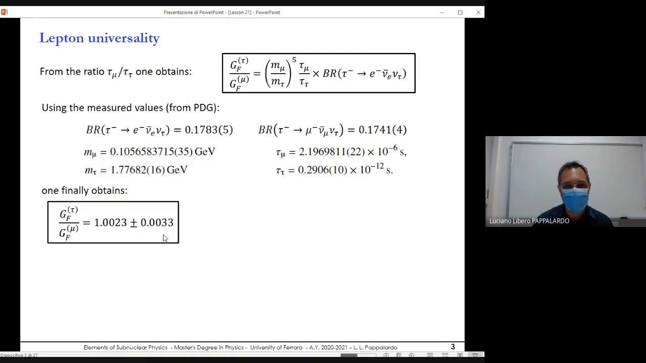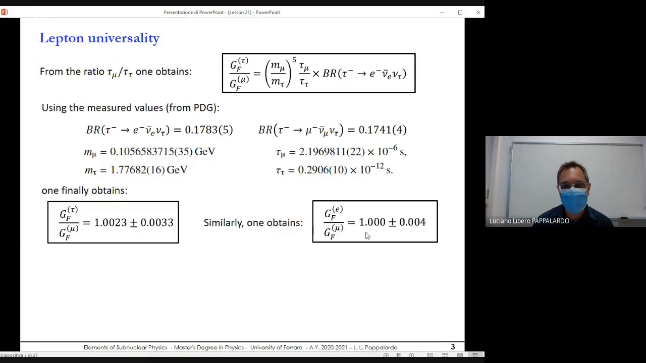What about now the electron? We can repeat this procedure, of course, taking into account the muon and the electron by making use of different channels, and again, you find that the ratio of the two is consistent with 1.